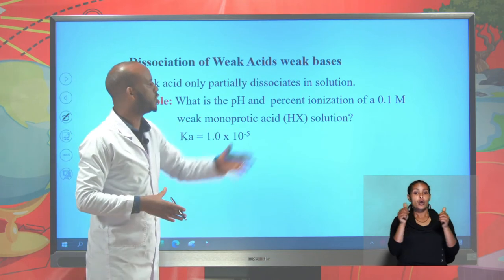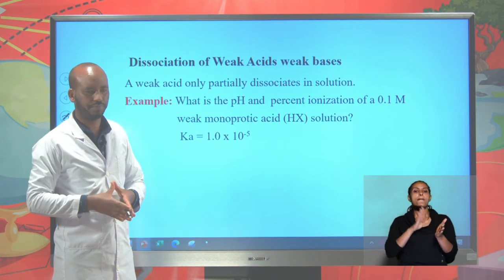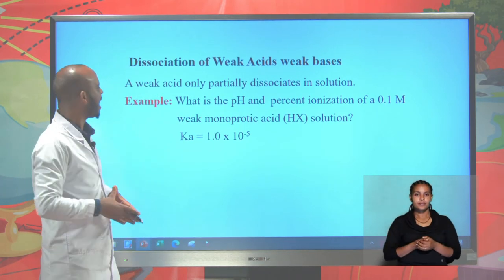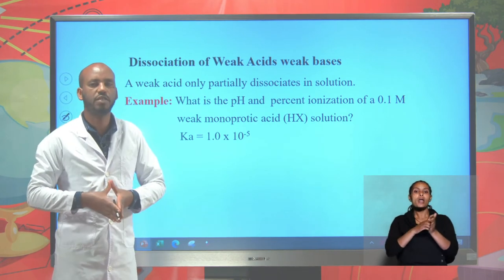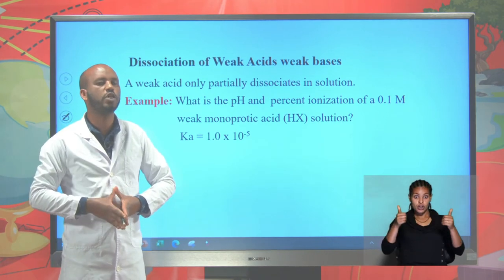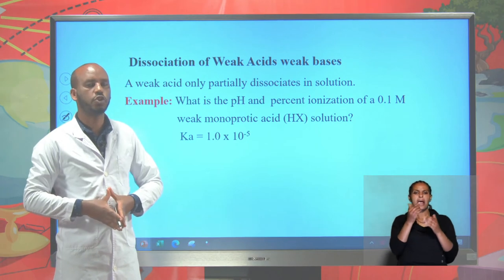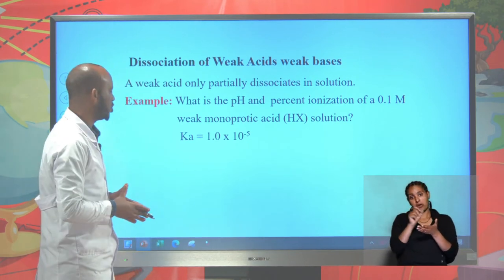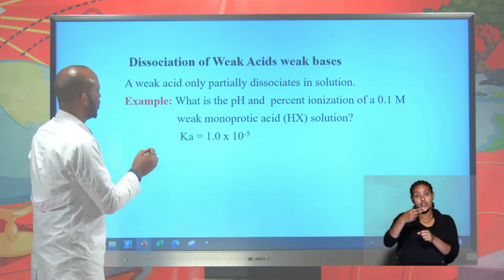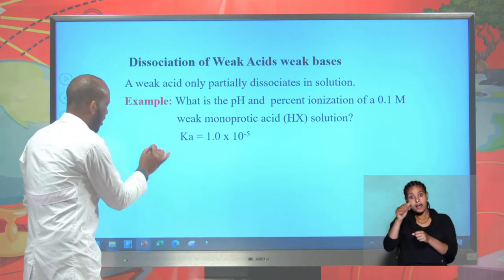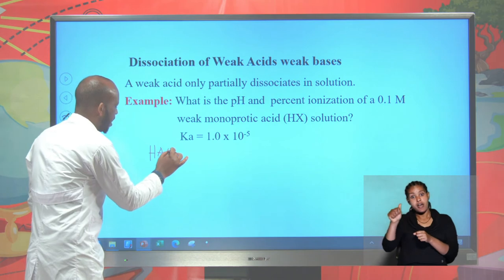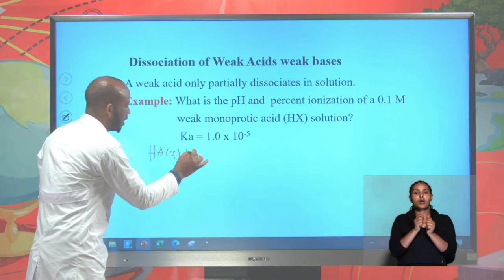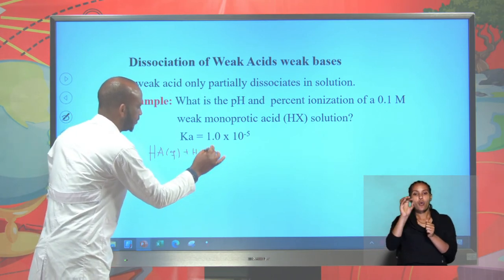Dissociation of weak acids and weak bases. Weak acids and weak bases dissociate to a small extent, dissociate partially. If you take a weak acid HM in aqueous solution plus water, H2O liquid.